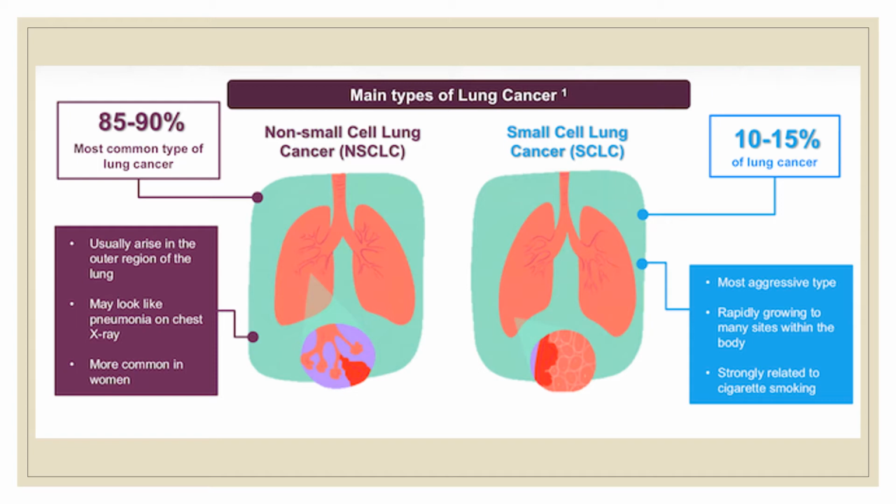And then there's small cell lung cancer. This accounts for 10 to 15% of lung cancers. This is the most aggressive type. It's rapidly growing. It can metastasize easily. With this type of cancer you may see more metastasis to the brain. And it's strongly related to cigarette smoking.